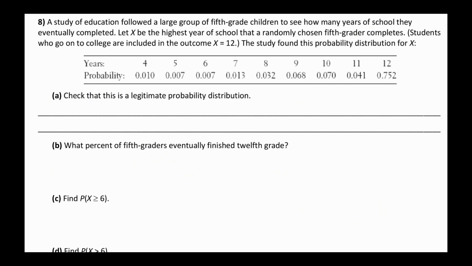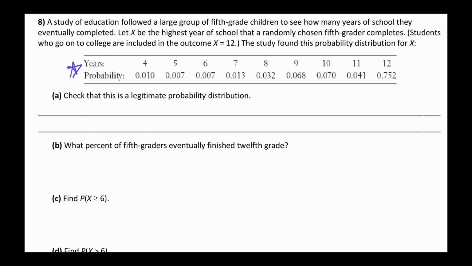A study of education followed a large group of 5th grade children to see how many years of school they eventually completed. Let X be the highest year of school that a randomly chosen 5th grader completes. Students who go on to college are included with the outcome of X equals 12, so they didn't count those college years. It's just that you finished 12 years of school. The study found that the probability distribution for X, our random variable, has these numbers in this table. Is this a legitimate probability distribution?